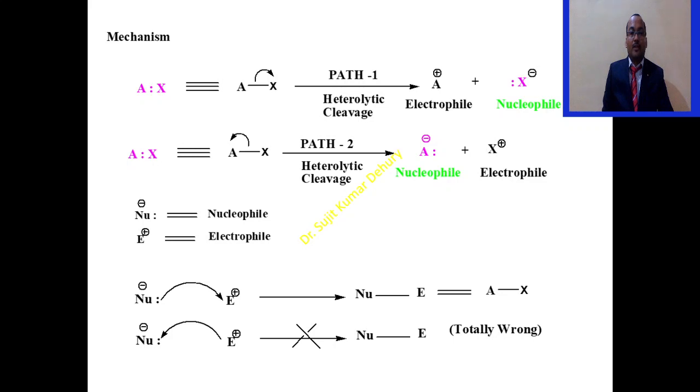So the nucleophile will always attack the electrophile. The lone pair of a nucleophile always attacks the electrophile, which is electronically deficient, giving rise to a nucleophile-electrophile bond. Here you can see A minus is the nucleophile, X plus is the electrophile, so you get the AX bond. If somebody writes that E plus will attack the Nu minus nucleophile, that is totally wrong. You should never write that. This process does not happen.